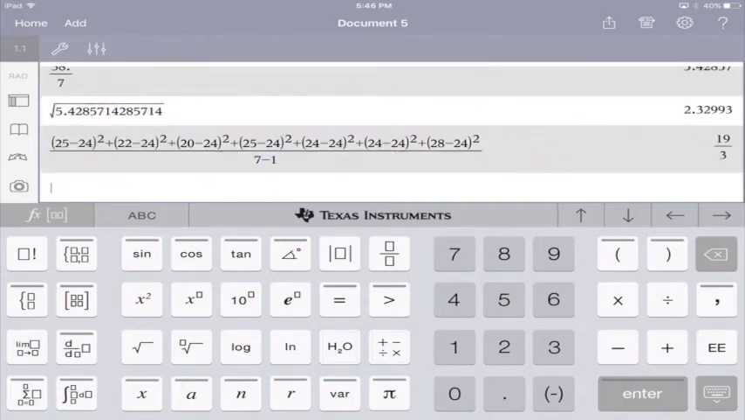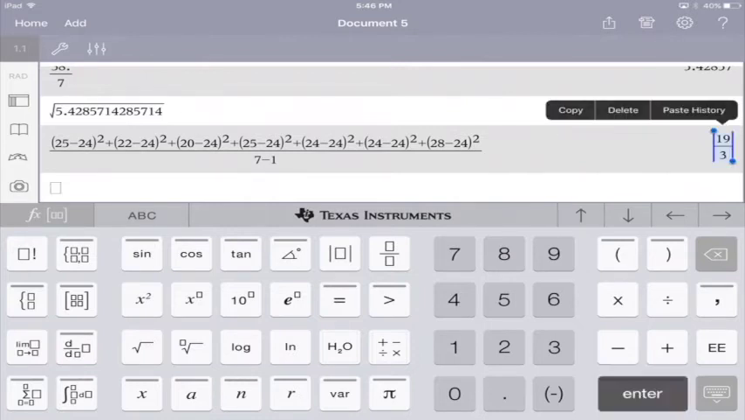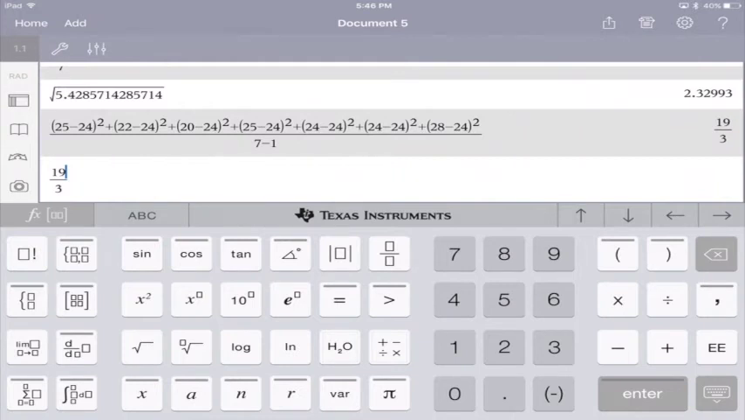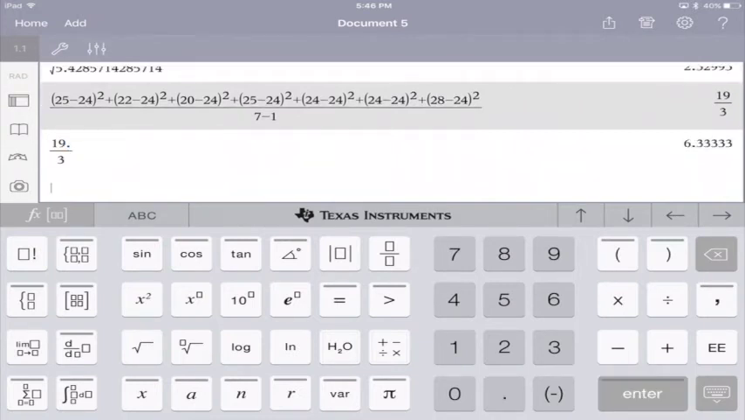So there is my variance. Make sure that you type all of that in. I get a fraction and I want to make it a decimal. I can hit Control Enter, which I don't have on my keypad, or I could just add a decimal. If I put a decimal into the problem, I get a decimal out of the problem. So 6.33.